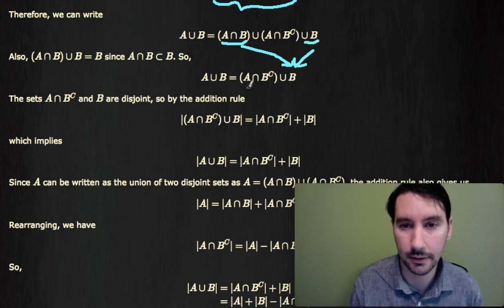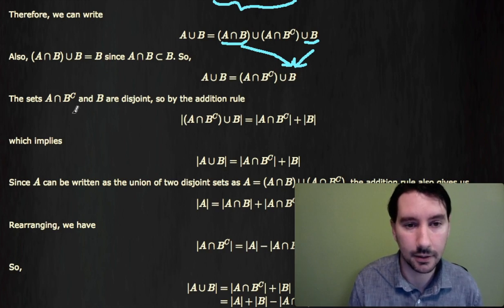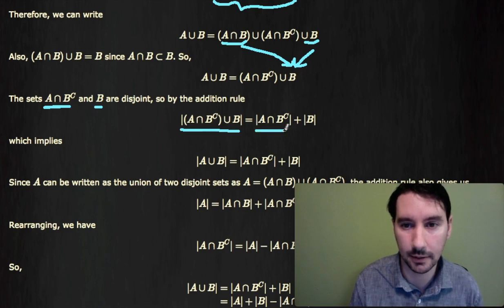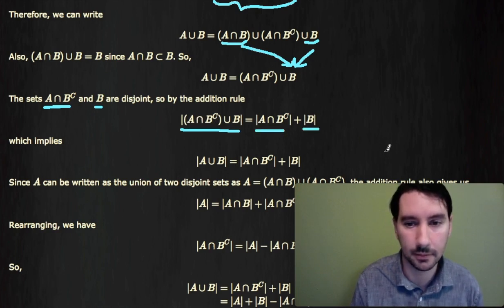So A union B is equal to everything in A that's not in B unioned with everything that's in B. And these two sets are disjoint because everything that's A and not in B means that the elements are not in B, and this set B means the elements are in B. So if we look at the number of elements in A intersect B complement union B, by the addition rule, since these are disjoint sets, we can just add the elements in both sets. So it's the number of elements in A intersect B complement plus the number of elements in B.